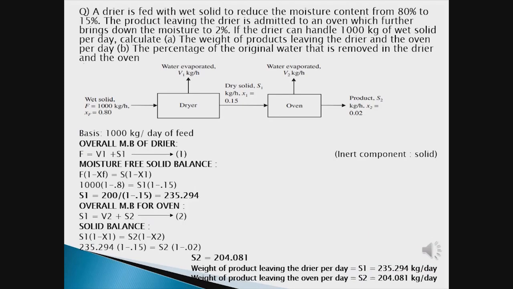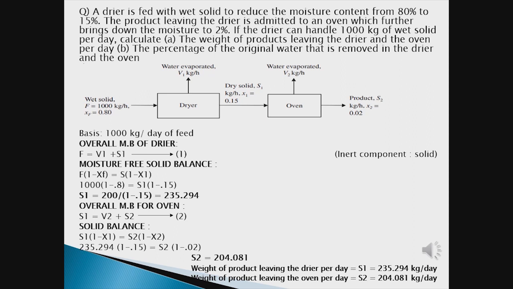And now it's a question based on the drying operation. The question is: a dryer is fed with wet solid to reduce the moisture content from 80% to 50%. The product leaving the dryer is admitted to an oven, which further brings down the moisture to 2%. If the dryer can handle 1000 kilogram of wet solid per day, calculate A, the weight of products leaving the dryer and the oven per day, and B, the percentage of original water that is removed in the dryer and the oven.